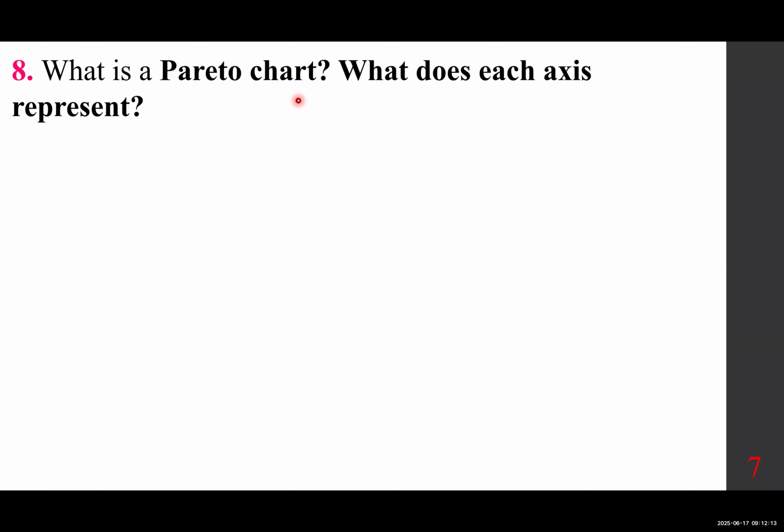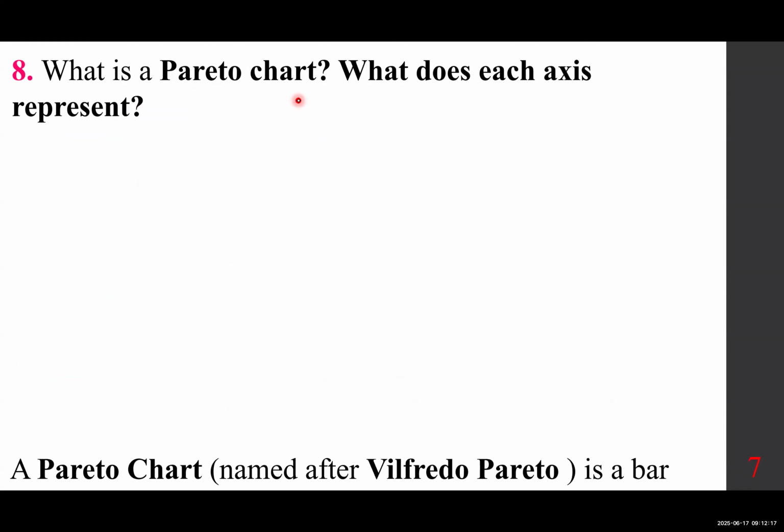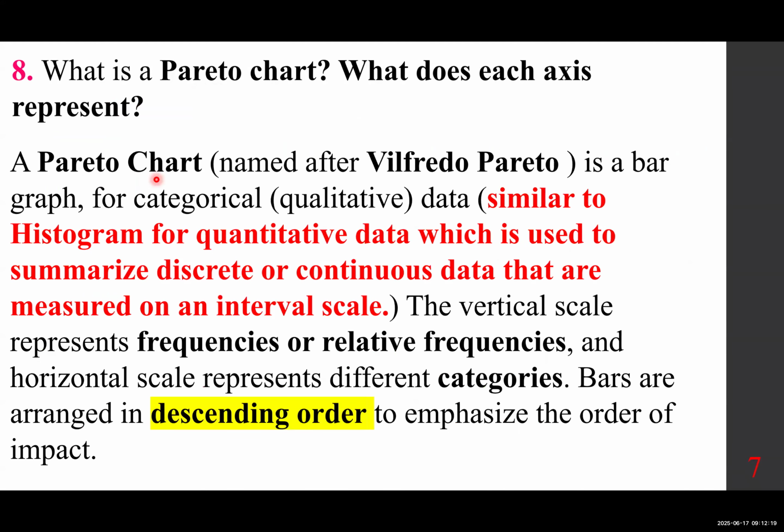What is a Pareto chart? What does each axis represent? A Pareto chart, named after Vilfredo Pareto, is a bar graph for categorical, also known as qualitative data, similar to a histogram for quantitative data. Histogram is for quantitative, Pareto chart for qualitative data.